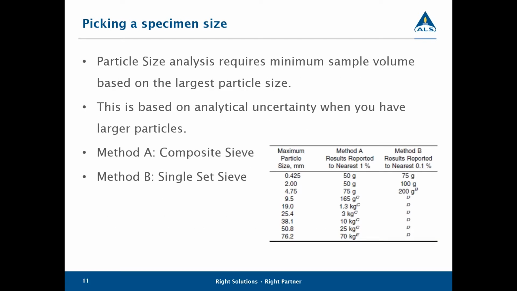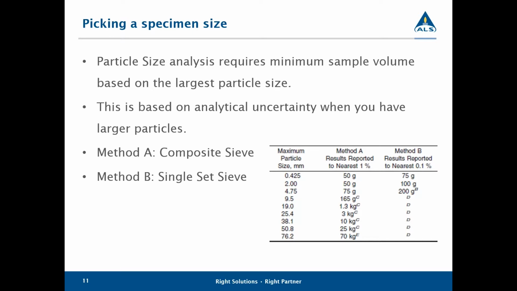The next step would be to evaluate the sample to find out what the actual specimen size requirement is. The big thing about particle size is that the larger your maximum particle size is, the more sample you need to use in order to get a representative analysis at each of the different levels. So if you have a large number of large particles, such as 3-inch or 76 millimeter particles, you require a very large amount of sample, ranging up to 70 kg, in order to be able to get representative samples on each of the sieve levels.